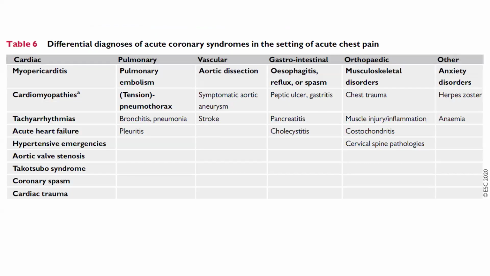And also, we should always think about other causes besides ACS when someone is coming with acute chest pain. So these are possible differentials that we should think of: cardiac, pulmonary, vascular, GI, orthopedic, others. These have all been shown as good differentials. So when we are taking a history or evaluating patients, we should think about these and not only think it's ACS. Thank you very much.